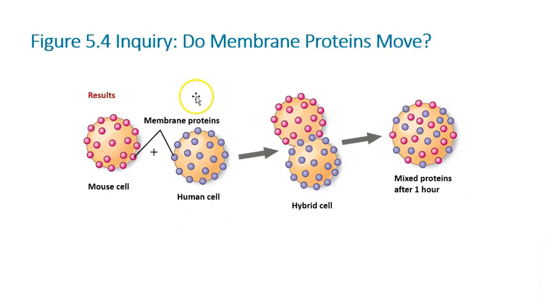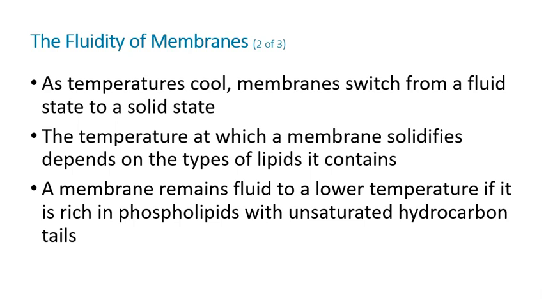Some proteins drift. They did a study with this: a mouse cell versus a human cell, with different membrane proteins labeled radioactively, and then they fused them together. After an hour, they were all mixed around, because they could see, due to the radioactive dye, where they moved to.